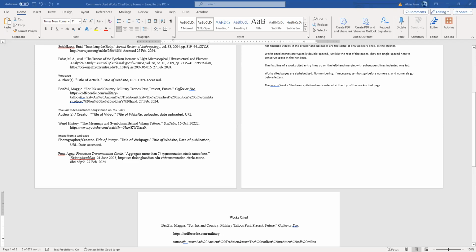More than 74 transmutation circle tattoos. Tattoo best. Okay, so it should have been plural. There's some syntax issues happening there, lack of punctuation. Again, just an indicator that this is not an English speaker. Not a problem, just something that you need to be kind of thinking about while you're making things up.